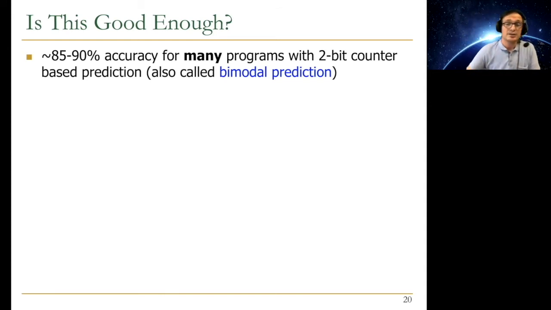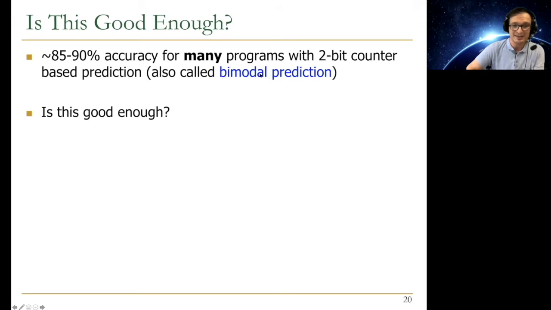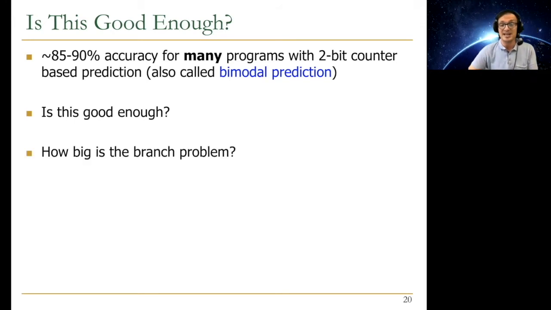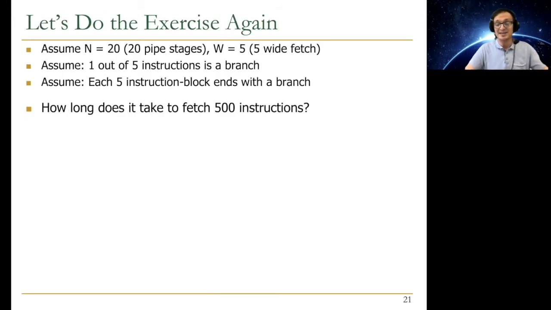Okay. So basically, with this kind of predictor, you get 85 to 90% accuracy for many programs with 2-bit counter-based prediction. As I said, this is also called bimodal. The question is, is this good enough? So how big is the branch problem, basically? So let's take a look at our exercise again.